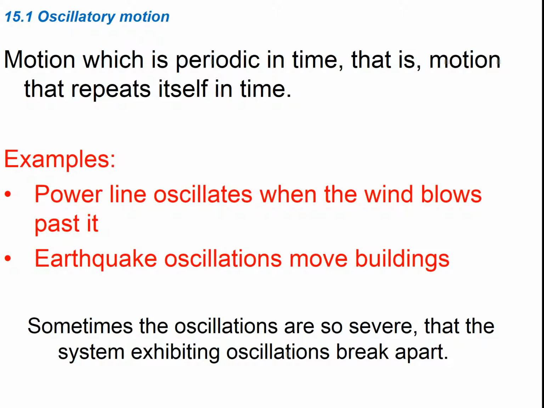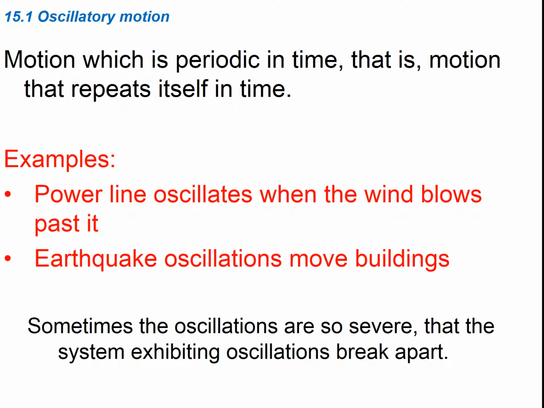All right, so motion which is periodic in time, that is, motion that repeats itself in time. Something like a power line oscillating back and forth when the wind blows past it, earthquake oscillations that move buildings, something like a pendulum that swings back and forth, or something that is attached to a spring that is maybe bouncing up and down, something like a slinky. All right, so these are all forms of oscillatory motion.